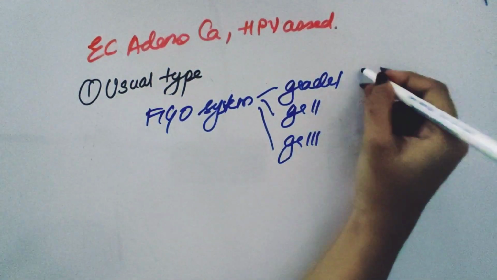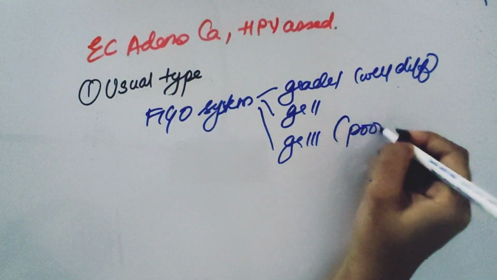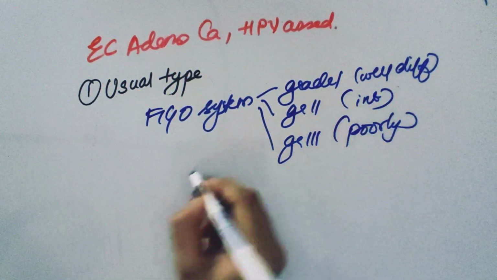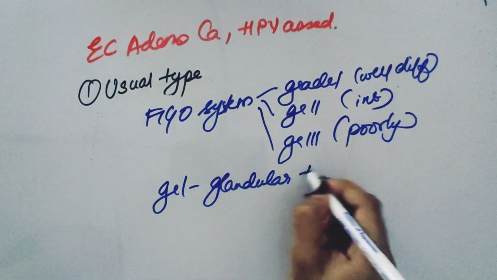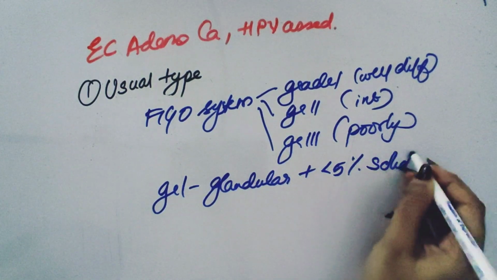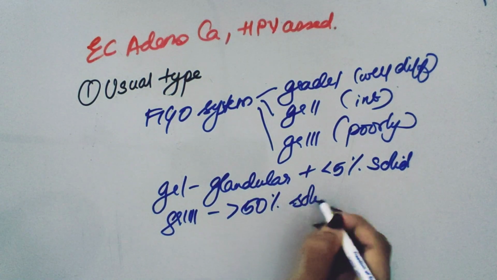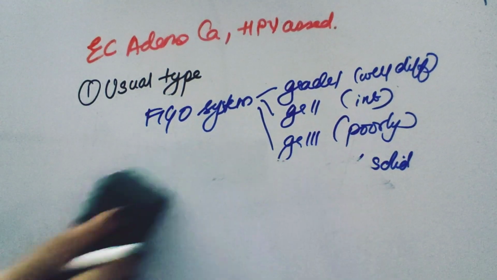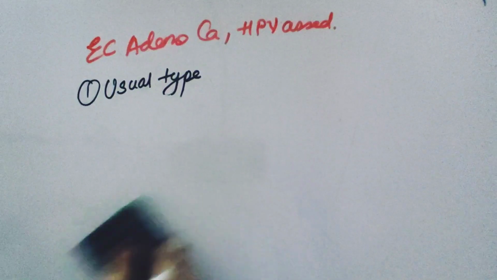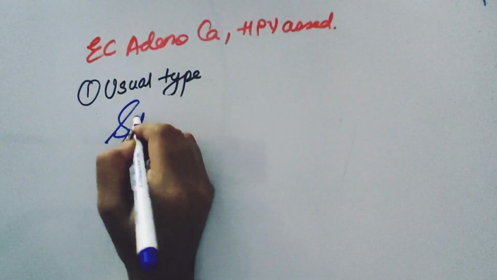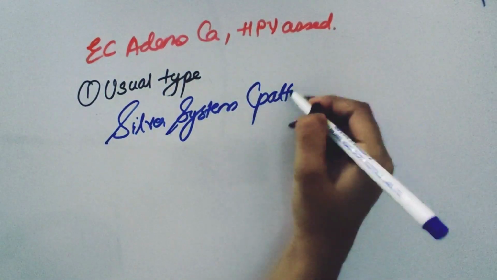We know this classification mostly: grade 1 is well differentiated, grade 2 is intermediately differentiated, and grade 3 is poorly differentiated. Grade 1 has mainly glandular pattern, and there is less than 5% solid pattern. And in grade 3, there is more than 50% solid pattern. But here in this usual type, an endocervical adenocarcinoma, a more important classification is the Silva system. The Silva system is a pattern based classification.